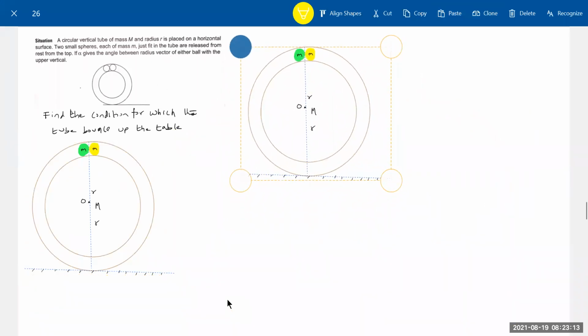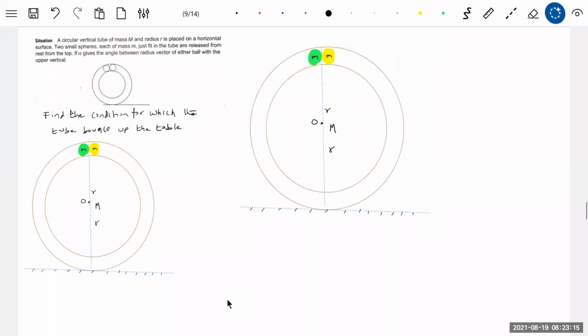Let me help you. It's telling us that as they slide, at one specific angle alpha, it is going to bounce up. Alpha is given. Then it is asking to find the conditions, meaning how capital M and small m are related. Hurry up now. Why will it bounce up? Okay, let's study the motion of these balls. When they are moving inside, how do they move?